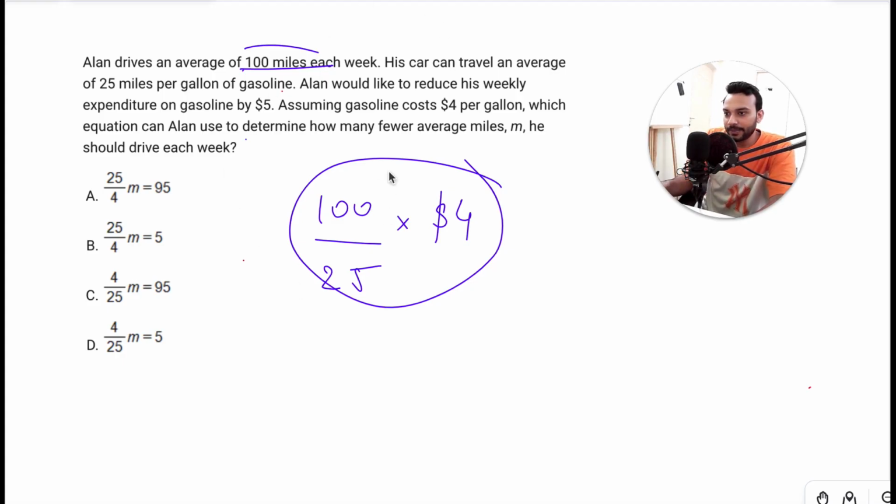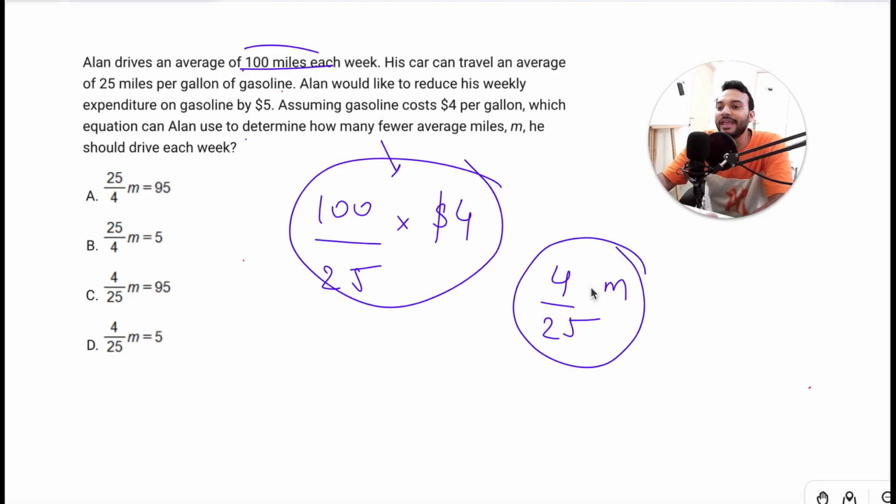In this expression, this is the cost for driving 100 miles. If I ask you the cost for driving 1 mile, it will be $4 over $25. This much would be the cost for 1 mile. So if he drives some m miles, this would be the cost for driving m miles, 4m by 25. He wants to reduce the cost by $5. So if we equate 4m by 25 equal to 5, the value of m which we get would be the number of miles he should reduce from the 100 miles he's driving each week.